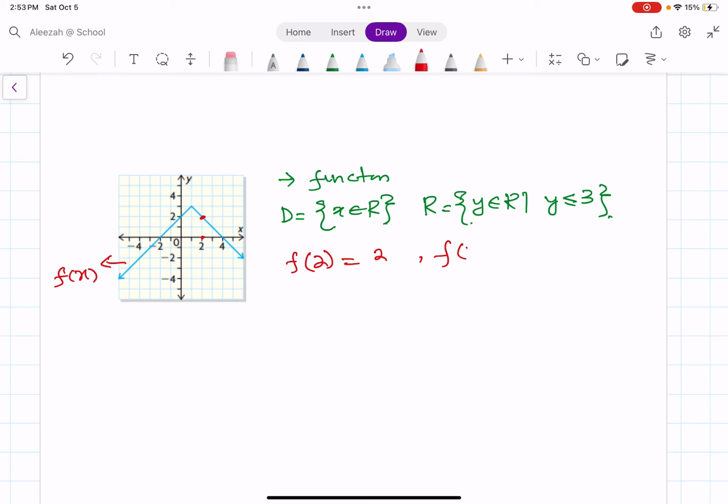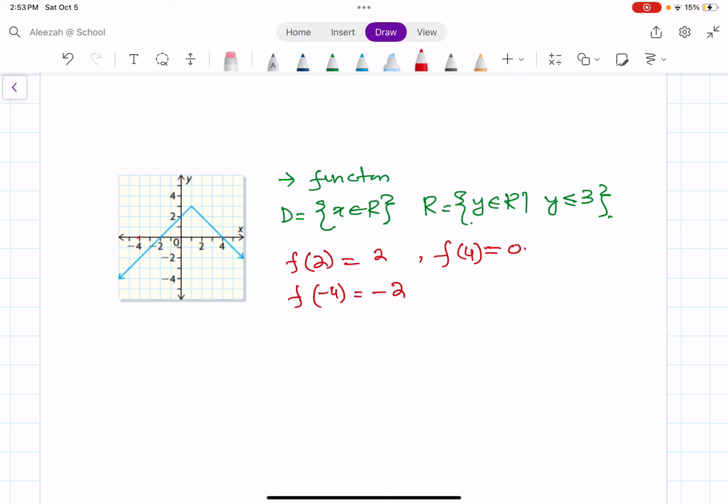Similarly, if I have to find f of 4, when x is 4, my y value is 0. And for x equal to negative 4, my y value is negative 2. So this means if you are given a graph, you can find the value of the function at a given point. Next, what if you have to graph the inverse of this function? For that, to find the inverse, we basically switch x and y values.